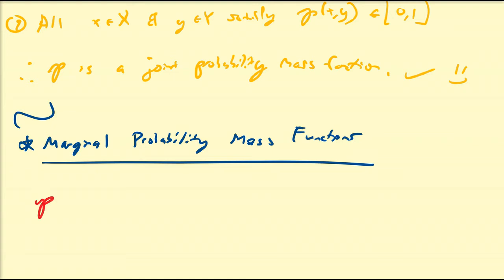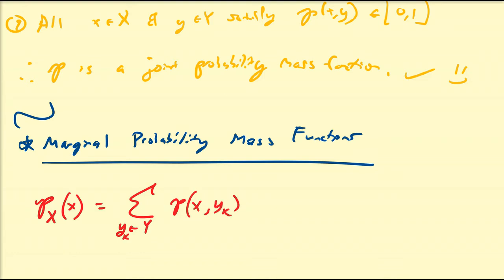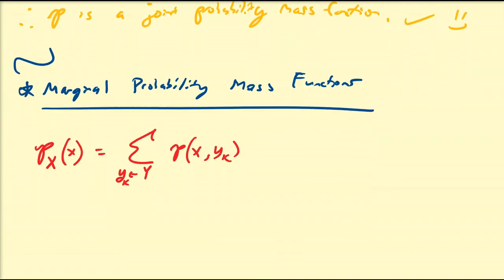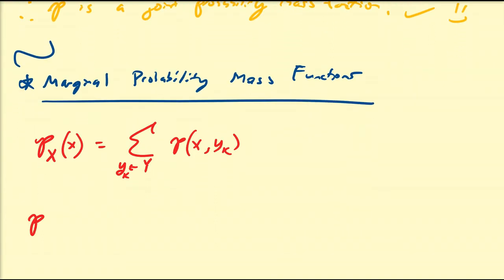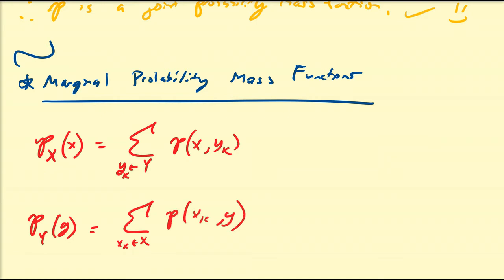The definition of marginal probability mass function, or marginal PMFs, is the following. The marginal PMF of P for the variable x, for some value x in X, is equal to the sum of all values y in Y of P(x, y). So we sum up all of the values in Y, and that gives some value for x. Similarly, the marginal function for y, for some value y, is defined to be the sum of all x_k in X of P(x_k, y).